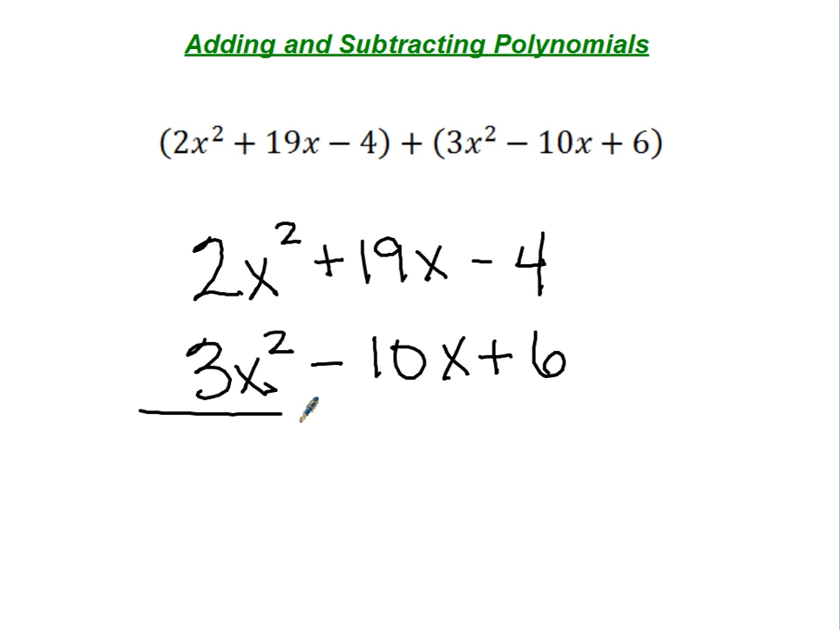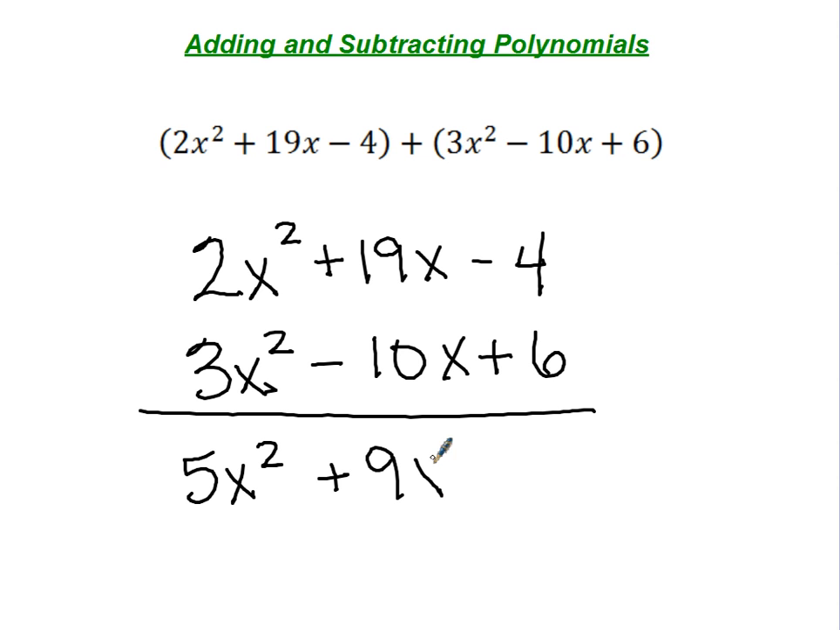Now again, combine your like terms, just like a regular addition or subtraction problem. So I have 2x squared and 3x squared. That makes 5x squared. And then I have positive 19x and negative 10x. So 19 minus 10 is 9, and that's a positive 9, so I'm going to say plus 9x. And then I have negative 4 plus 6 will be a positive 2.